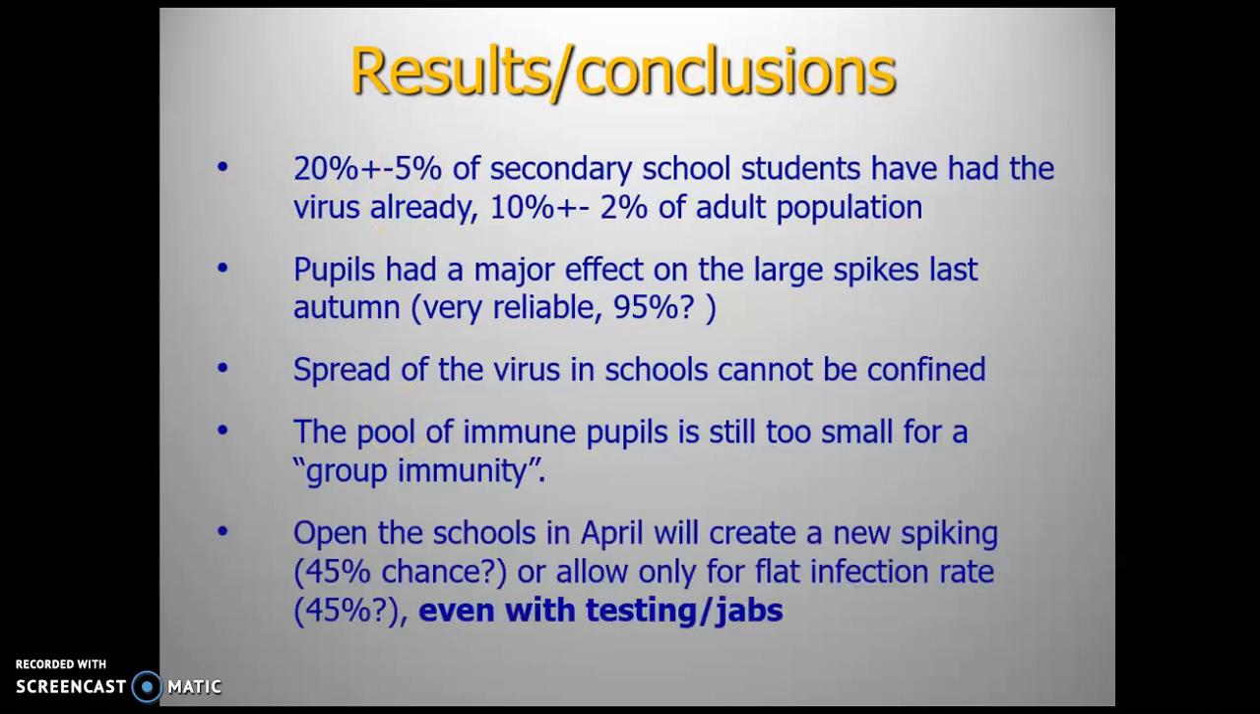And opening the schools in April will create a new spike, and I would give it a 45% chance, or allow only for a flat infection rate. So it will level out, but will not go down enough, even if you use testing and jabs.